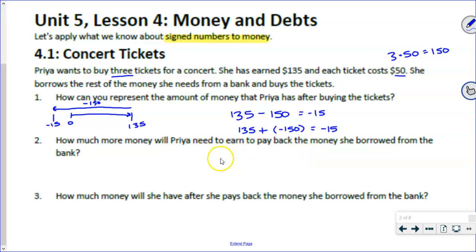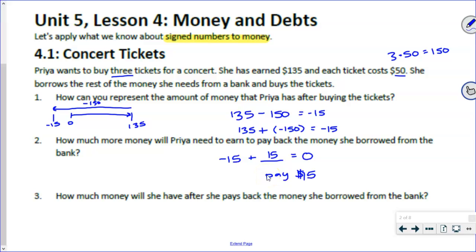Let's think about what this is saying. She is in debt $15. She needs to pay back a certain amount so that she now has $0 of debt. Tanner. Yeah, she has to pay $15 back.